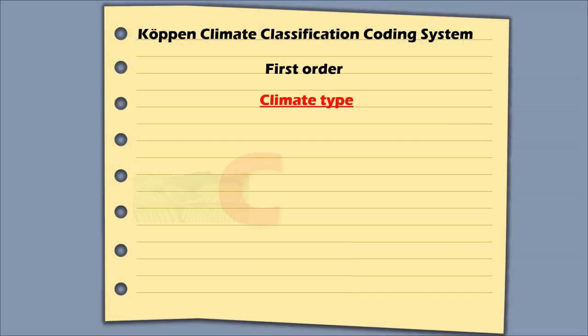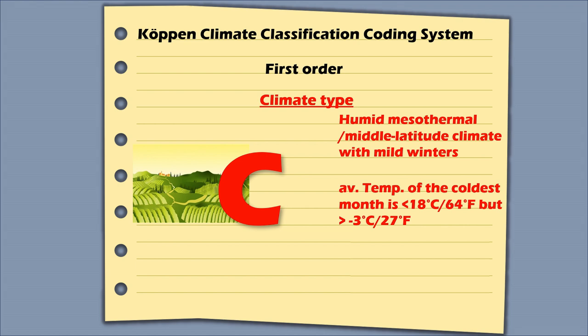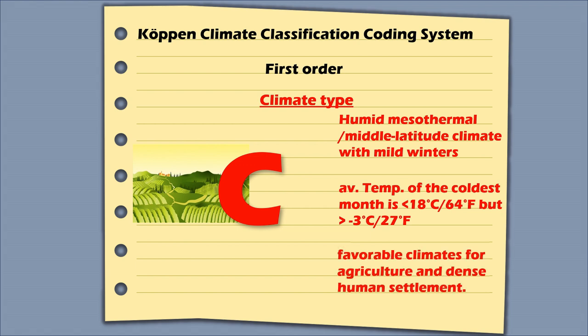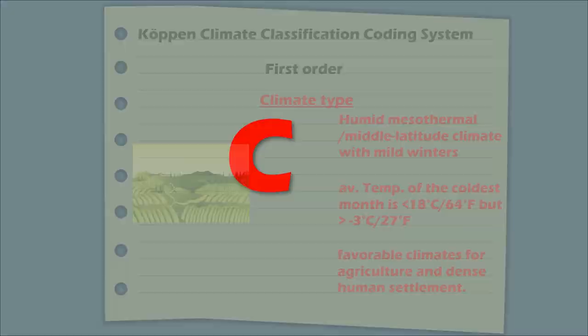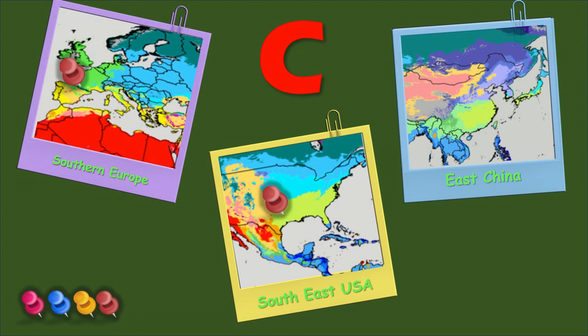The third group is C, which is humid mesothermal or middle-latitude climate with mild winters. The average temperature of the coldest month is below 18 degrees Celsius or 64 degrees Fahrenheit, but above -3 degrees Celsius or 27 degrees Fahrenheit. These regions are favorable climates for agriculture and dense human settlement. Some examples are Southern Europe, Southeastern USA, and Eastern China.